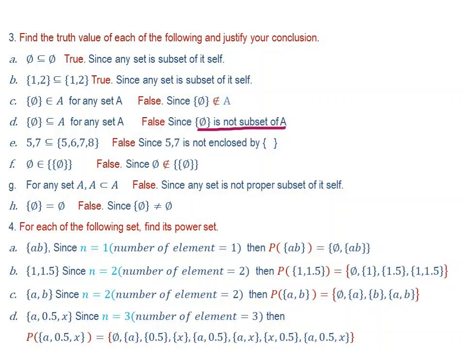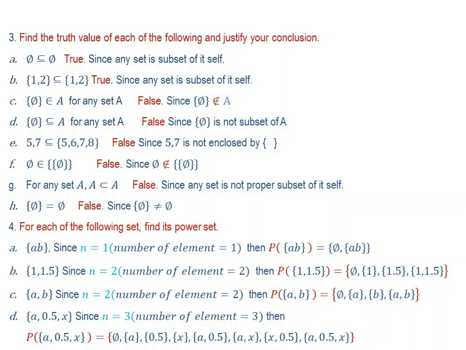The set containing the empty set is not a subset of A, so here it cannot be a subset. If the braces were removed, it would be just the empty set, and then the empty set is a subset of A. The empty set is a subset of A, which is true because the empty set is a subset of any set. So the answer is E.